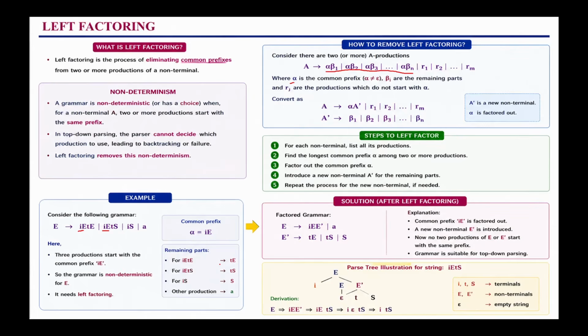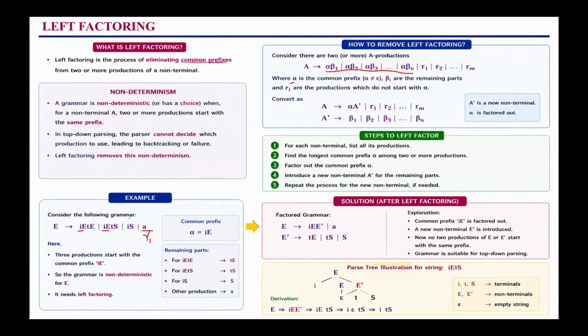So here, this is the factored grammar. What we need to do: E tends to alpha E dash, where the common prefix will be alpha. So iE will be the common prefix. So iE E dash, followed by the rest of these things, which will come under R1. a is the R1 here.